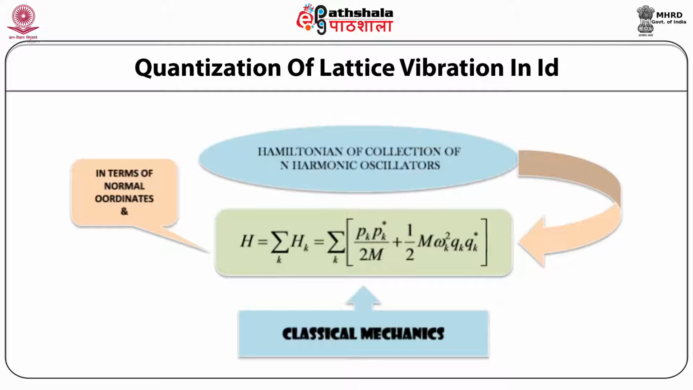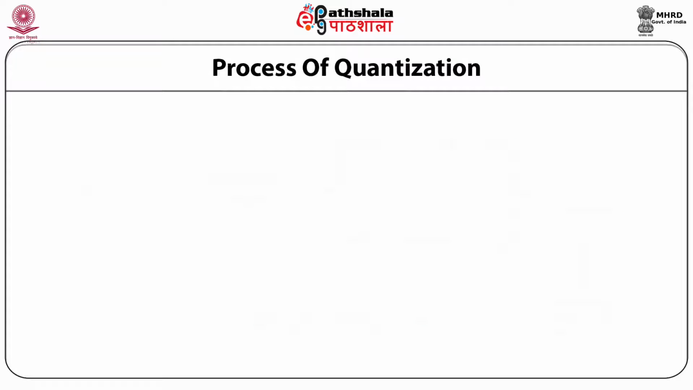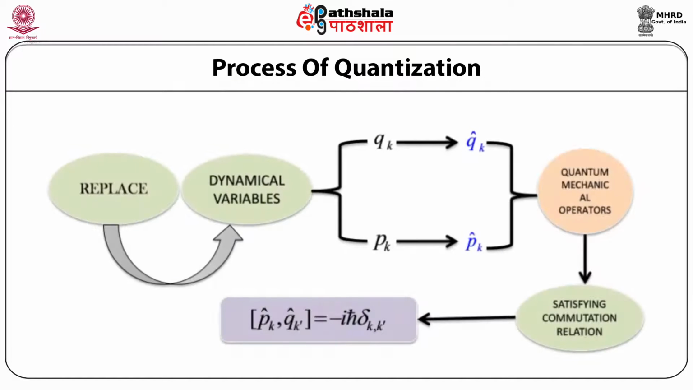And this is basically a classical result, as we all know. The summation is over all the possible k values, and we know that these k values are dependent upon the harmonic oscillators that are there. We now quantize the classical Hamiltonian which we had described, and in the process of quantization, we replace the dynamical variables qk and pk by their quantum mechanical operators, that is qk hat and pk hat, and both of these satisfy the following commutation relation, that is, the commutator of pk hat and qk prime hat is equal to minus iota h cross delta k k prime. When k equals k prime, this delta function is equal to 1.